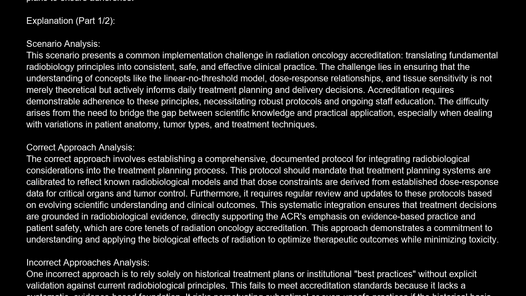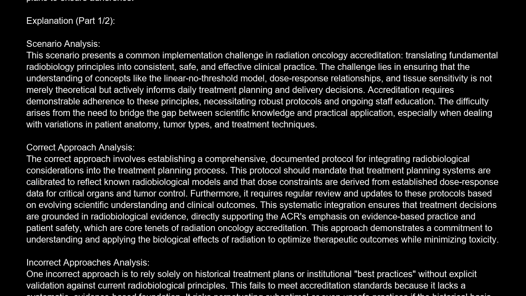Correct approach analysis. The correct approach involves establishing a comprehensive, documented protocol for integrating radiobiological considerations into the treatment planning process. This protocol should mandate that treatment planning systems are calibrated to reflect known radiobiological models, and that dose constraints are derived from established dose-response data for critical organs and tumor control. Furthermore, it requires regular review and updates to these protocols based on evolving scientific understanding and clinical outcomes.